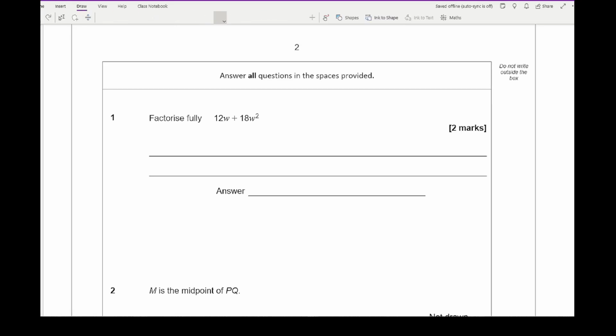So let's get started on question 1. Question 1 says factorise fully 12w plus 18w squared.